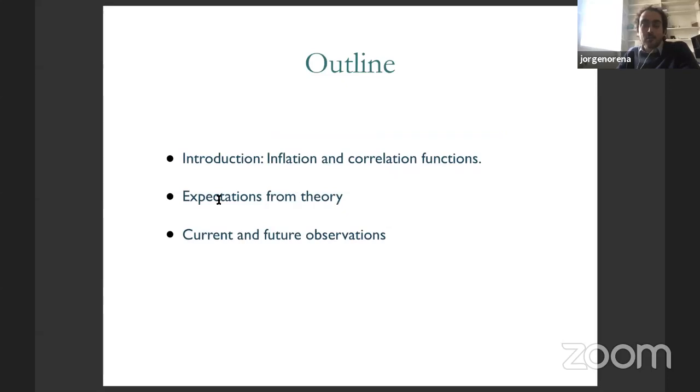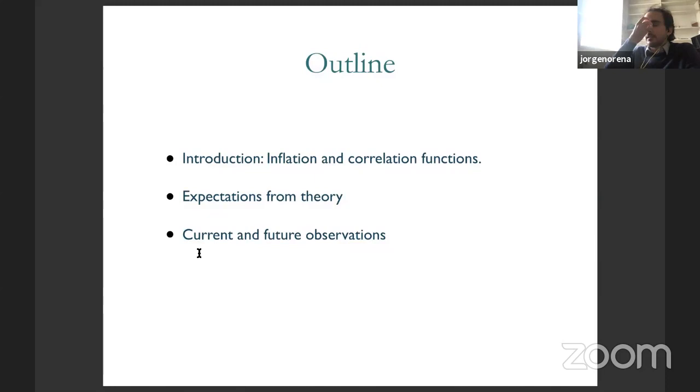I will go on to explain what the theory predicts for these higher order correlation functions and why they are interesting, what we can learn about the early universe from them. And finally, I will talk about current and future constraints and observations. This talk will be sort of an overview talk. I didn't want to focus too much on my own work.